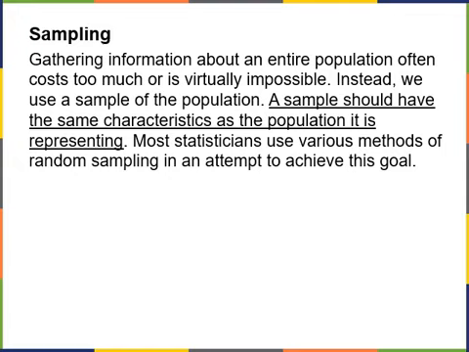Instead, we use a sample of the population. Now the sample should have the same characteristics as the population it is representing. For example, let's say I want to do research on Toyota owners. Toyota's an automotive manufacturer, so Toyota car owners. If my population is everybody that owns a Toyota, we're talking millions of people. So if I want to take a sample, I can say I'm going to sample 1,000 current owners of Toyota vehicles.